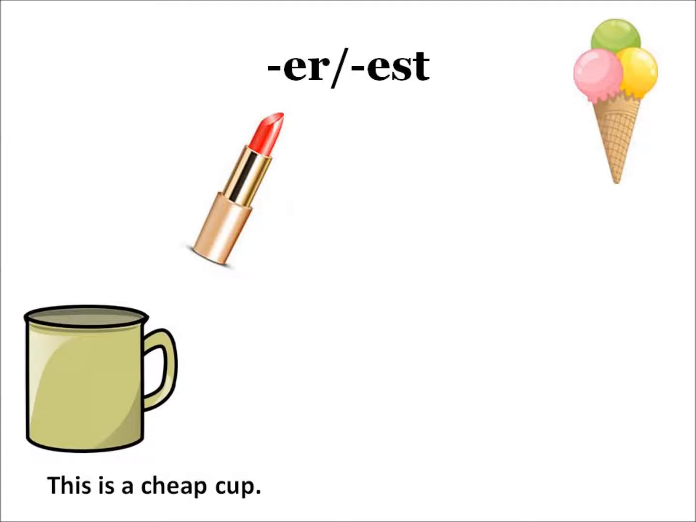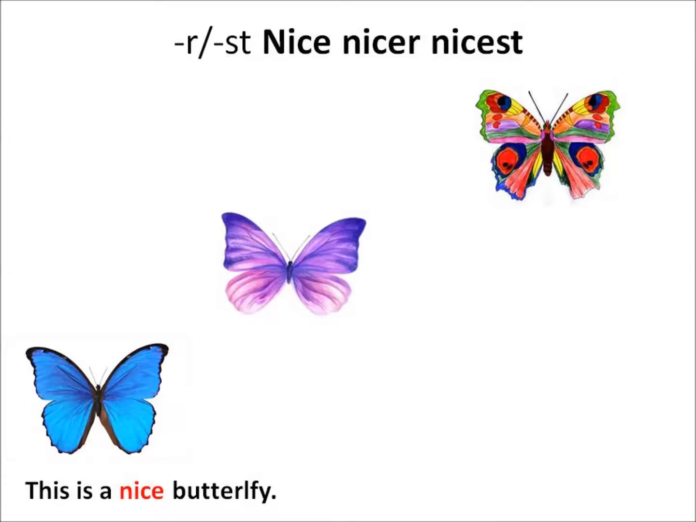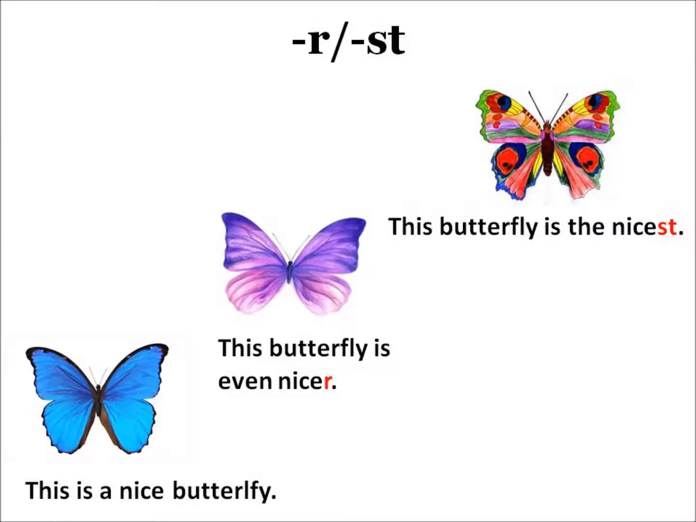For example, this is a cheap cup. This red lipstick is even cheaper. And my ice cream is the cheapest. Then we add r and st. This is a nice butterfly. Then this butterfly is even nicer. This butterfly is the nicest.